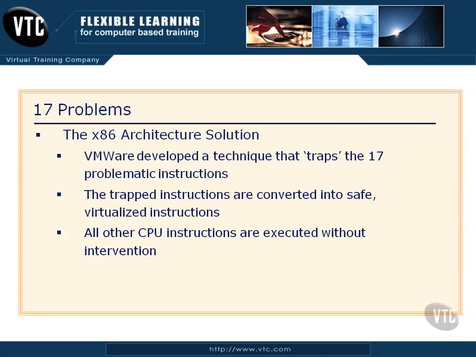Now, any other CPU instruction that comes through that's safe gets executed without any intervention. Once they did that, they got a lot more efficient, with the virtual machine performing much, much faster, much more like the original standalone machine would. But you still had these 17 problematic instructions that had to be trapped and then mapped to the correct thing, and that obviously was taking a little bit of time.